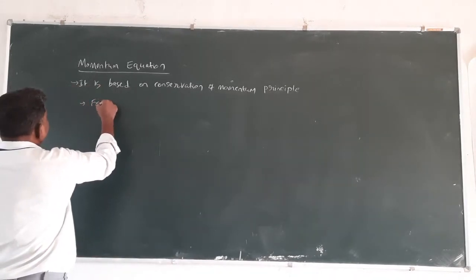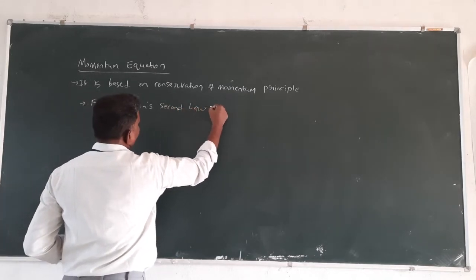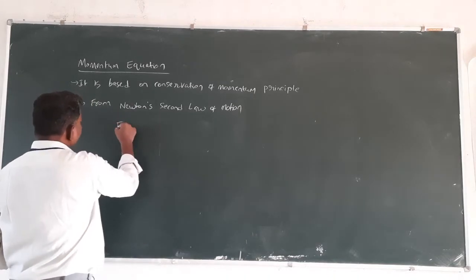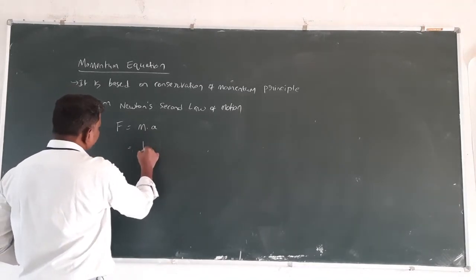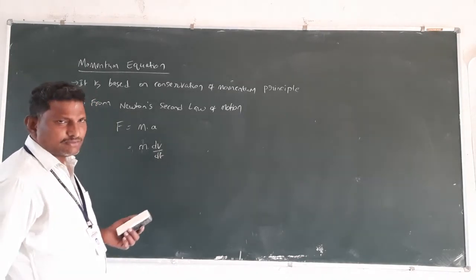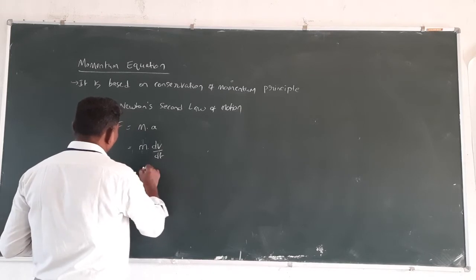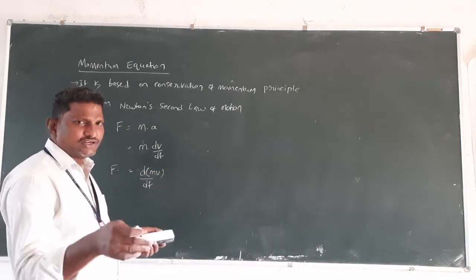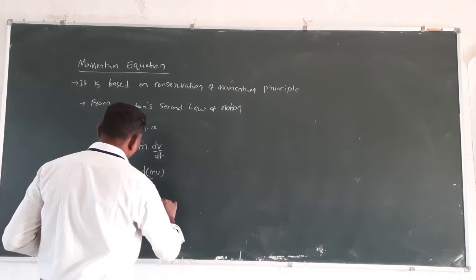Okay, from Newton's second law of motion, F is equal to ma. A is nothing but dv by dt. The rate of change of velocity is nothing but acceleration. So by using this, we can write F is equal to d(mv) by dt. Here m is a constant, so we can take this constant into the differentiation bracket. By cross multiplication, we can write F dt is equal to d(mv).